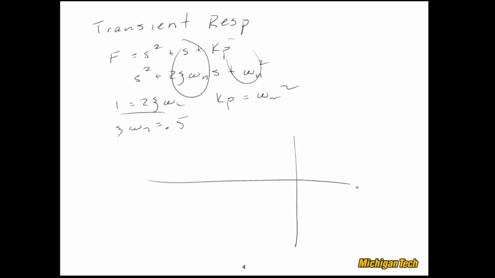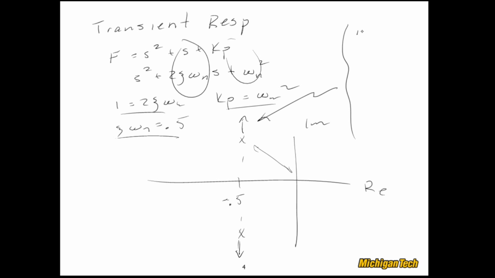Now let's look at the closed loop poles in the complex plane. Zeta omega n of 0.5, if this is negative 0.5, says that the closed loop poles are always going to be along this dashed line, no matter what I do with Kp. Now, this tells me that as I increase Kp, omega n increases. Omega n is this distance. So as I increase Kp, my closed loop poles are going this way. I'll carve this out and say this is the direction of increasing Kp.